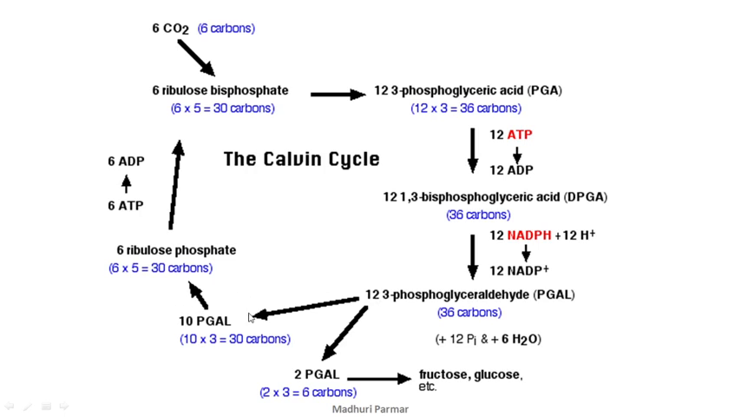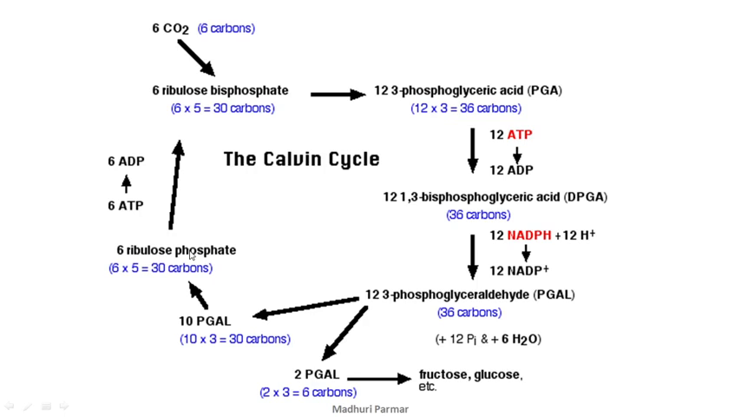The rest 10 will be used to regenerate ribulose. Clear? So from these phosphoglyceraldehyde molecules, it will form 6 molecules of ribulose phosphate. Fine. From 10 molecules of PGAL. Again, how to remember? PGAL is a 3 carbon compound, so 10 into 3 is 30 carbons. Ribulose we know is a 5 carbon compound, right? So 5 into 6 is 30, right? So it will form 6 molecules of ribulose phosphate.